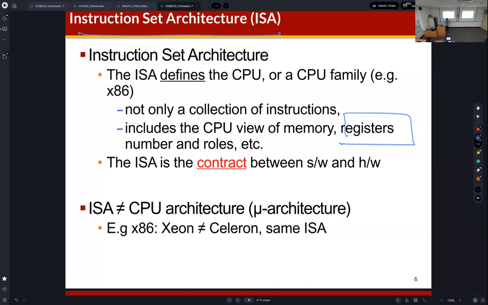So instruction set architecture, as I mentioned, also represents a collection of instructions. And also it includes some architectural view of the memory, registers, and also the number system, something like that.